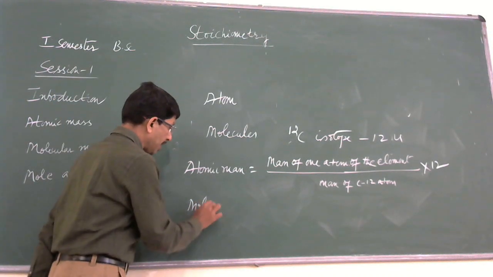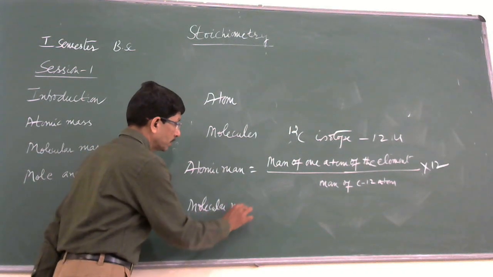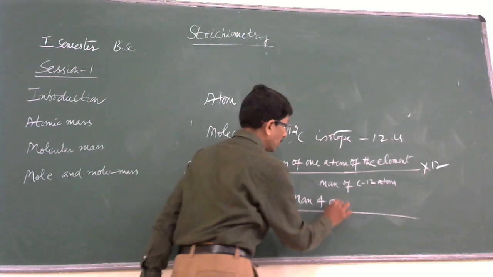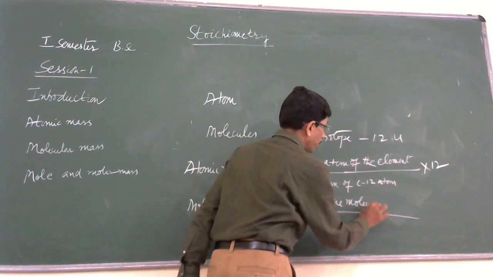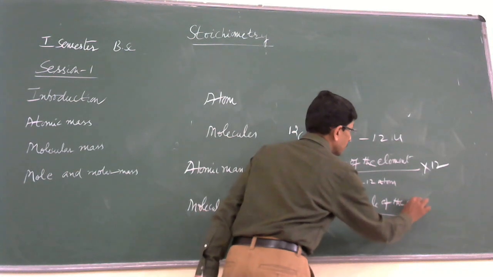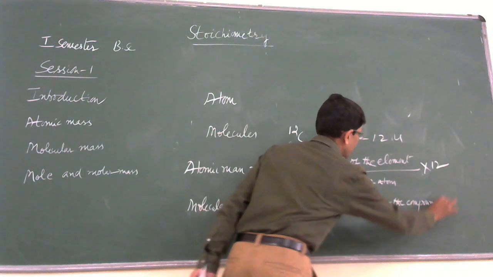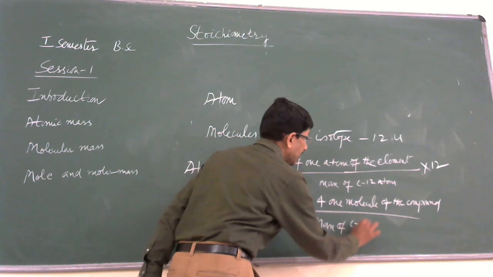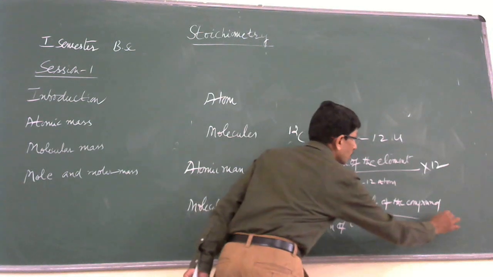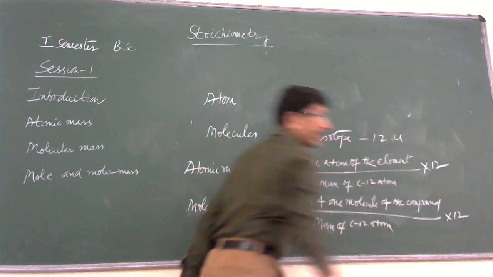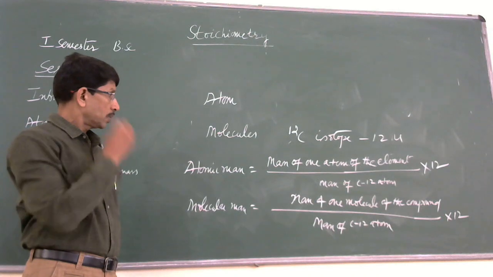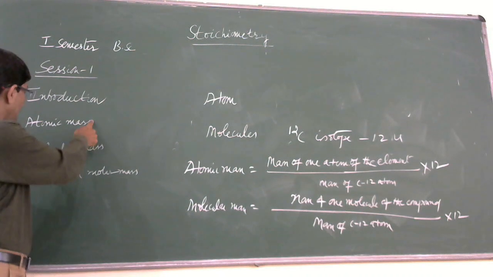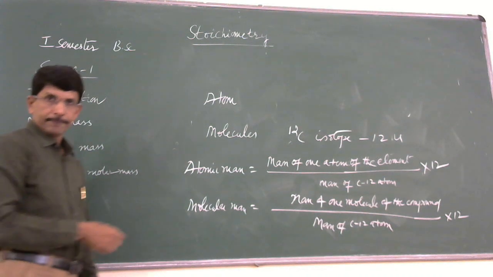Similarly, molecular mass is defined as the mass of one molecule of the compound divided by the mass of a C12 atom, into 12. This is the definition of molecular mass. So this is how we define atomic mass and molecular mass.